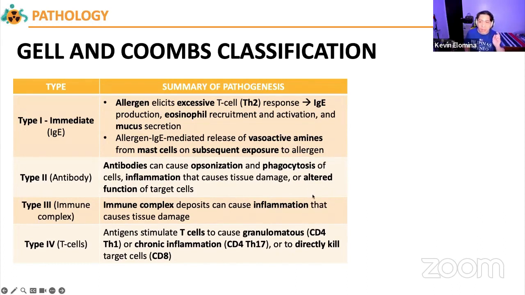Now, your type 3, these are your immune complex mediated disorders, and you know that they're like garbage. They get deposited everywhere, especially in your blood vessels, and you know that these immune complexes can activate your complement system and can cause inflammation and then organ damage. Okay, and then yung type 4 depende kung CD4 or CD8. Usually CD4 operates by cytokine production and inflammation, while your CD8 are capable of directly killing your target cells.